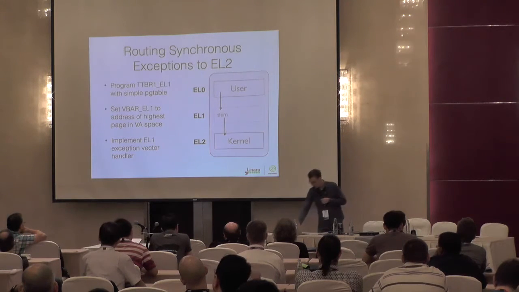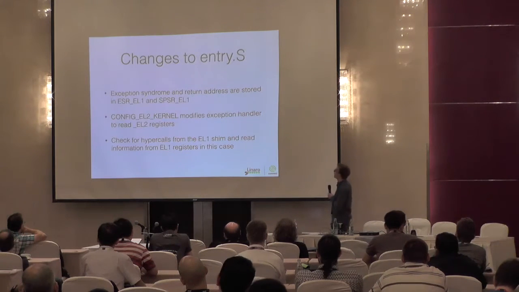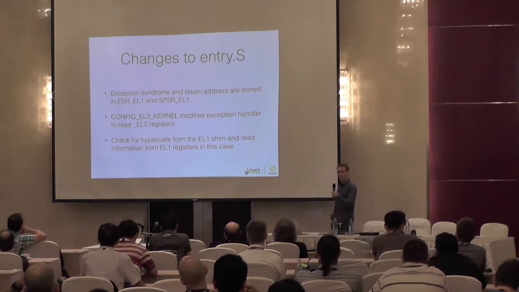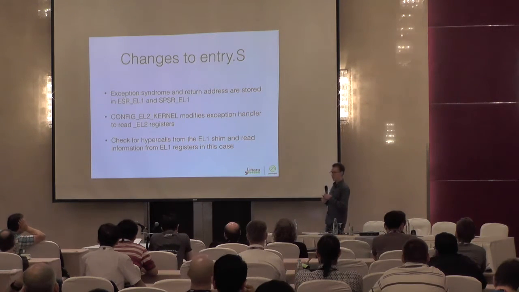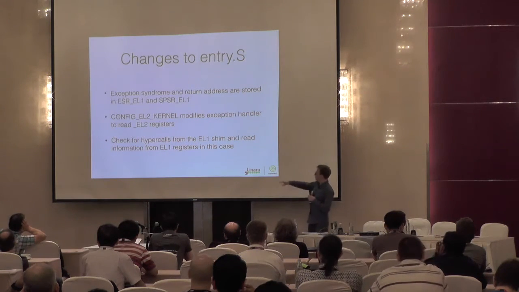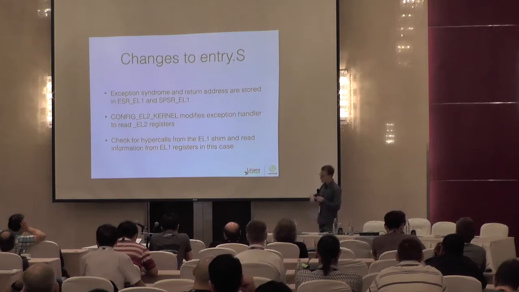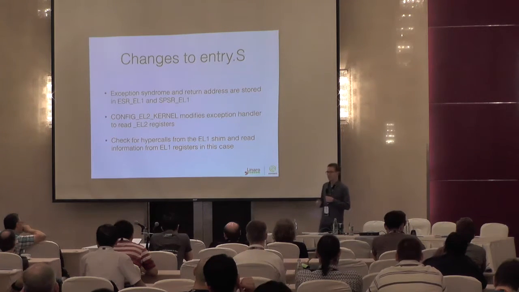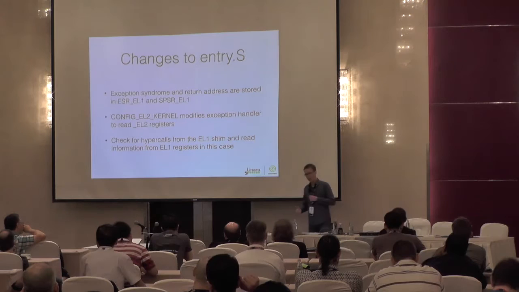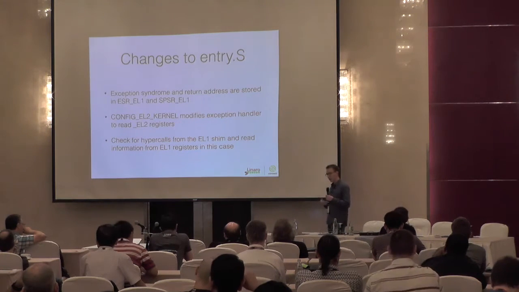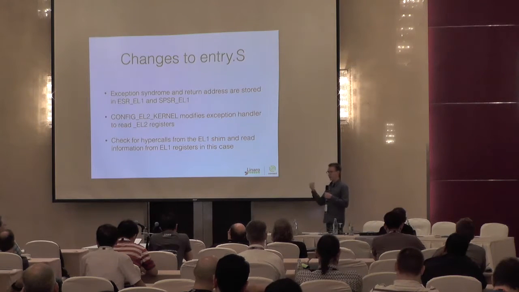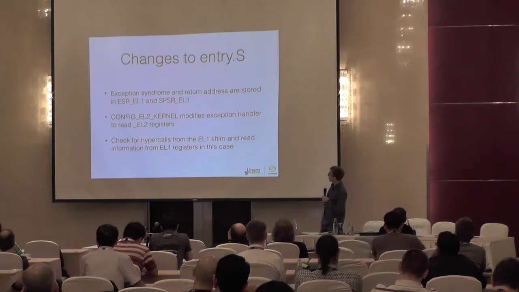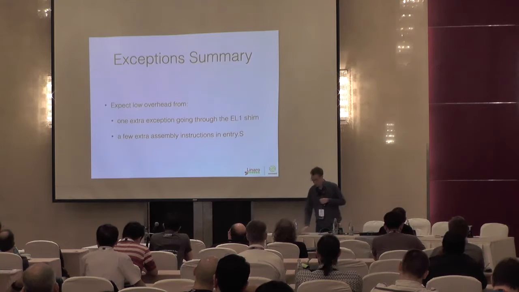But entry.S is part of the kernel, and now we change all of the kernel to run in EL2, so it doesn't access EL1 registers anymore, it accesses EL0 or EL2 registers, sorry. So what we have to do is add some code to check, was this a forwarded synchronous exception from EL1 from a hypercall, and in that case, load the information you want out of EL1 registers and use that instead of the standard code path to read EL2 registers. It is what it is.